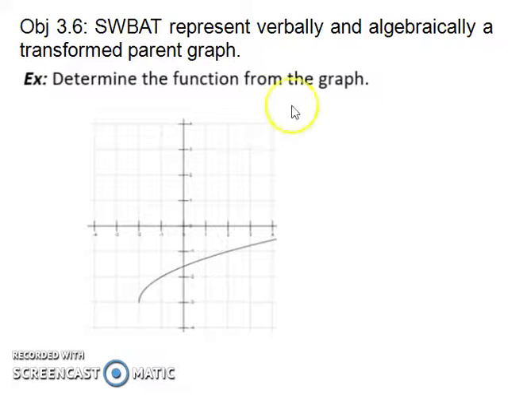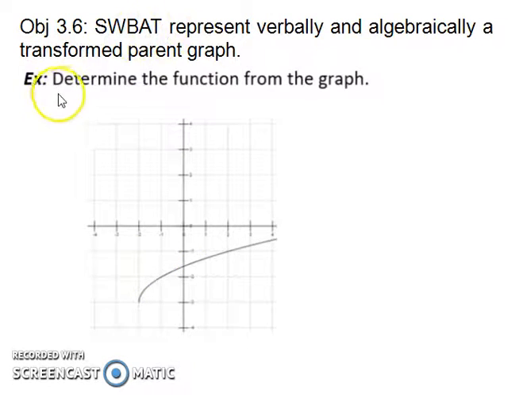Hello, today's objective is that you will represent verbally and algebraically a transformed parent graph. Objective 3.5 gave you an algebraic function, and this objective is giving us a graph. So it's the same basic skill. We're still going to be using that graphic organizer of all the transformations, except the thing that we're given at the beginning is different, and the thing that it's asking for is different.